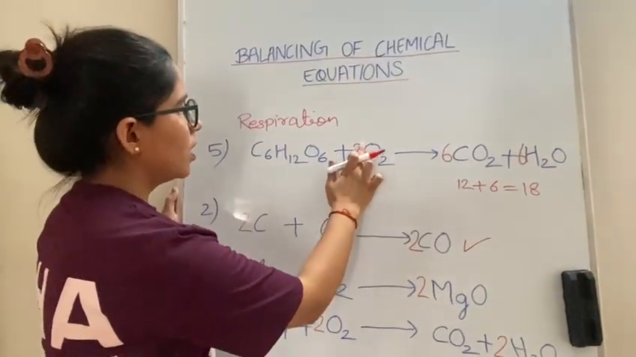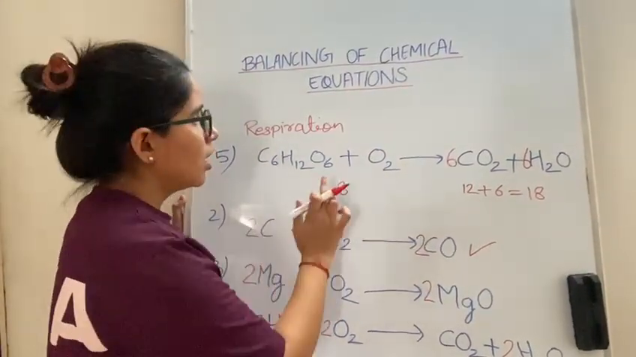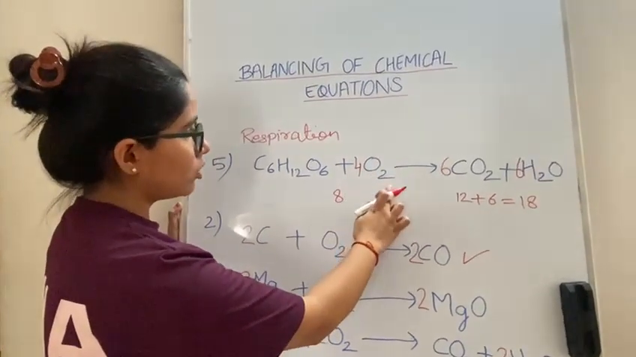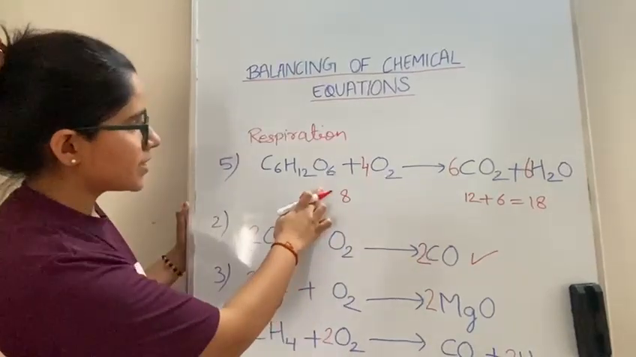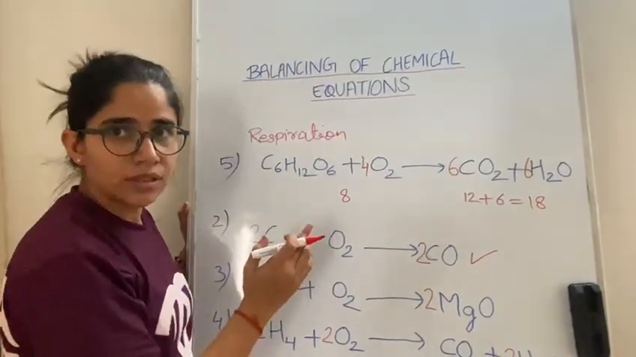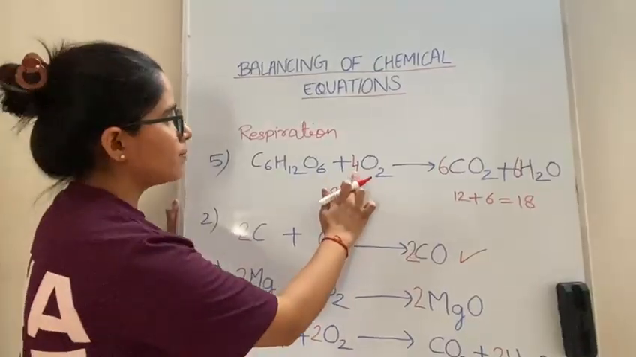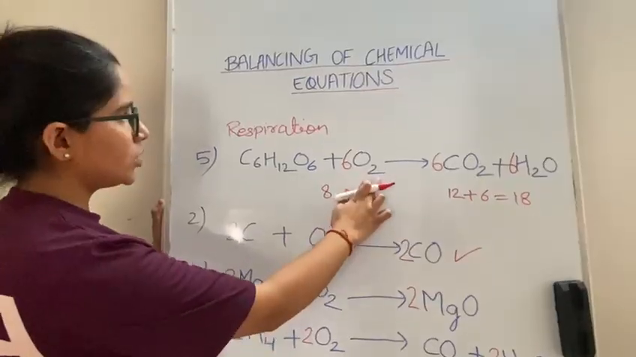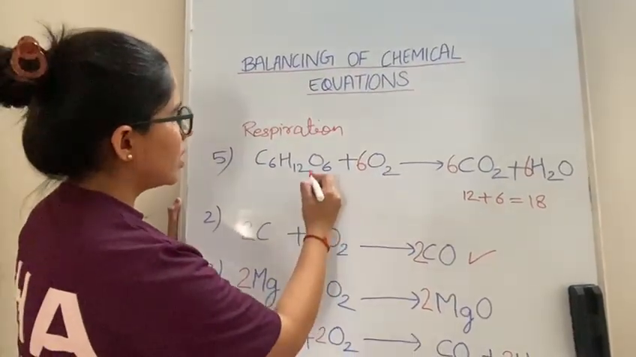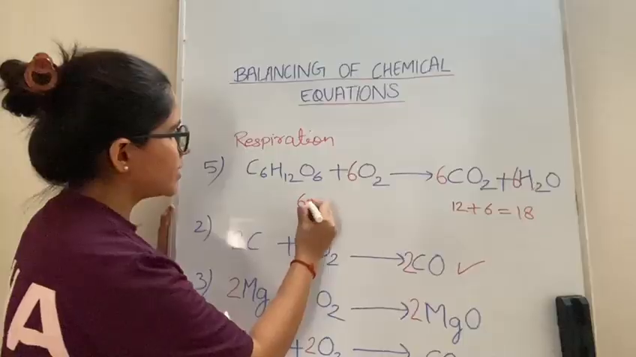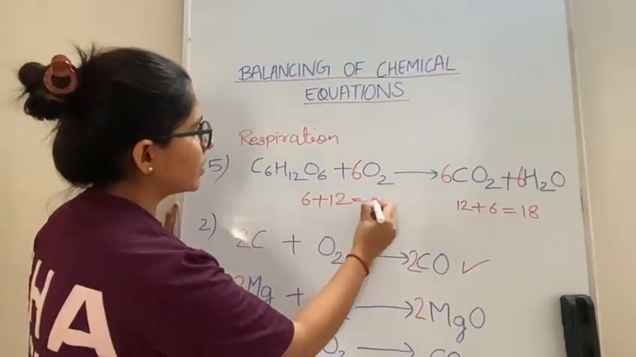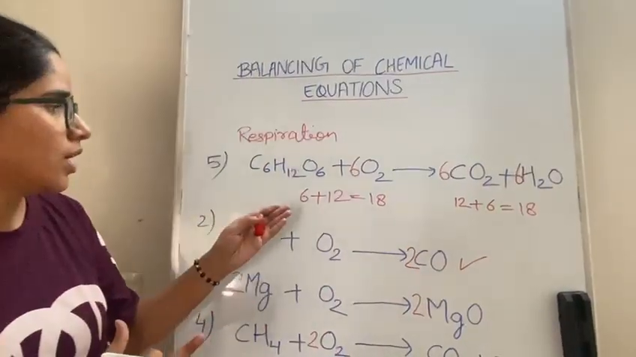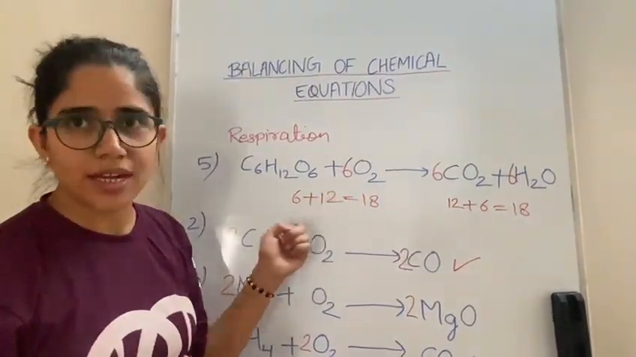What can I do? I can check it with another number. If I take 4 here, then it will become 4 into 2, 8. 8 plus 6, it will become 14. Even though it is not equal to 18, if I simply multiply it by 6 directly, then what will become? 6 into 2 will become 12, and here already we have 6. 6 plus 12, it will become 18. And here also we have 18. So I can say that the number of atoms of oxygen are balanced now.